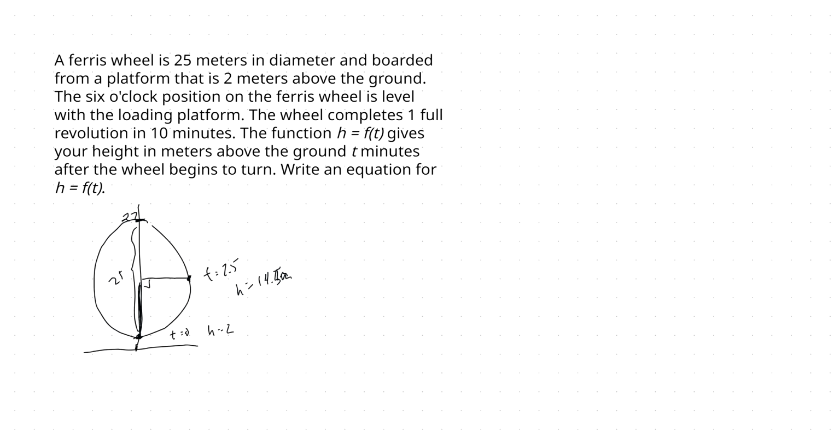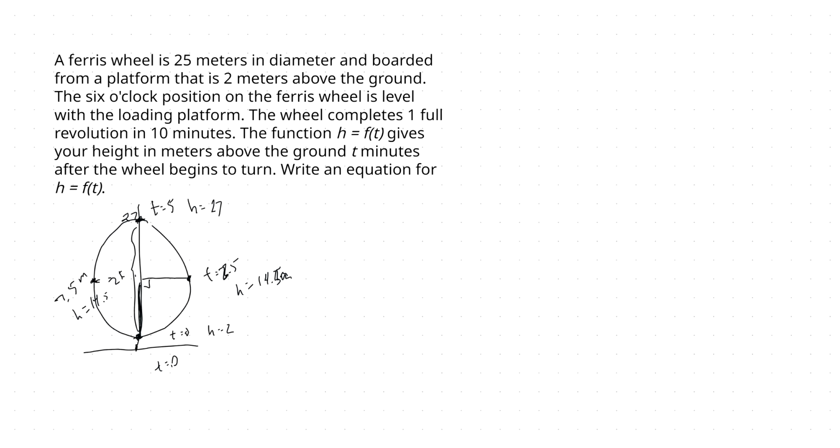At the top of the thing, that's another nice point to look at. That is 5 minutes into our journey around the Ferris wheel, and the height above the ground would be 27 meters. Another point that's fairly easy to find is this left point over here. We can argue that we're 3/4 of the way through, so we're at 7.5 minutes, and our height will also be 14.5. And then at t equals 10, we're back down here at the bottom where h is equal to 2. And if we go around again, I'll be here at 12.5 minutes, back at 14.5 meters.